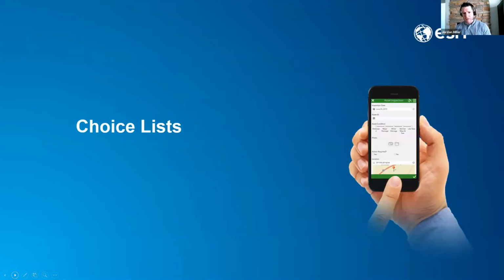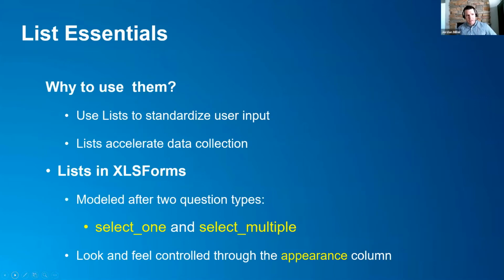So choice lists, this is my next topic here. I just want to spend a little bit of time on choice lists, some of the different essentials, like why to use them. Obviously, it's just like a coded domain in a file geodatabase, if you want to think about it in that concept. If you're going out in the field, this is going to speed up data collection, but it's also going to reduce errors.